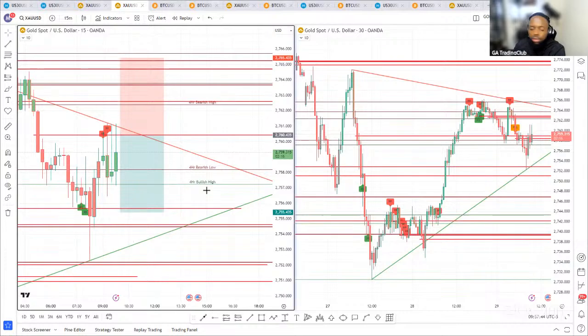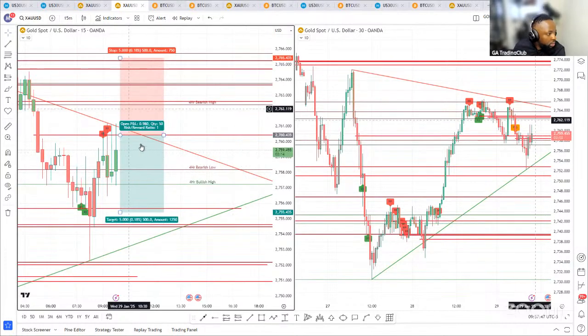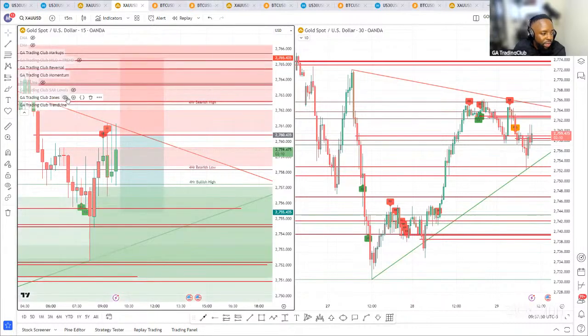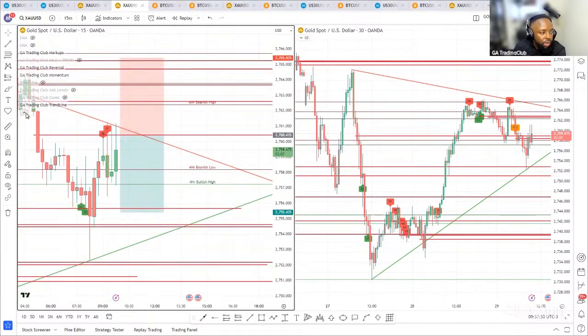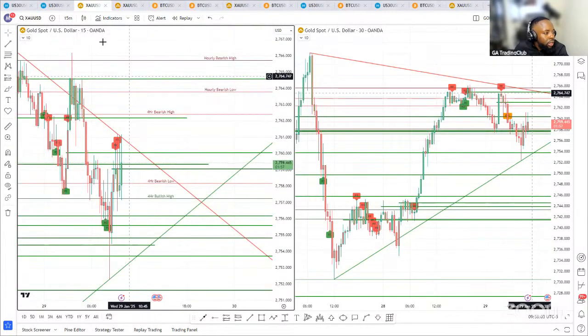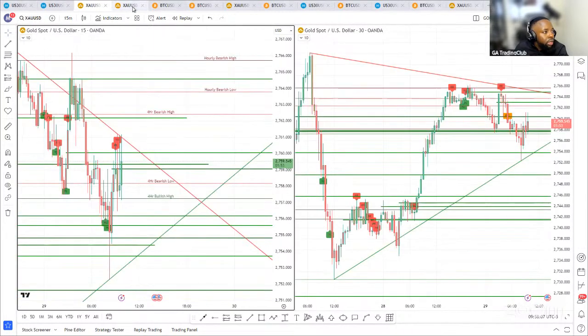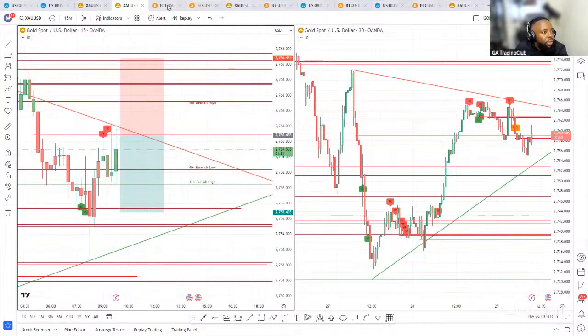So about 3 more minutes for this one. However, if this zone turns into a green zone, so ideally like a demand zone, I would not be taking that trade. And I think that would be it for today. So today, this is the only thing that I can see, or the only trade I do see setting up.